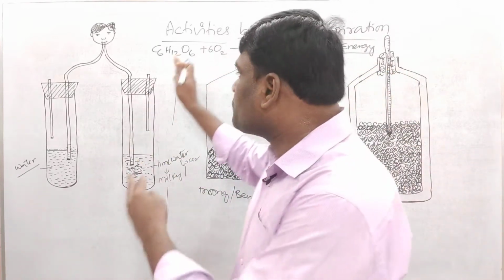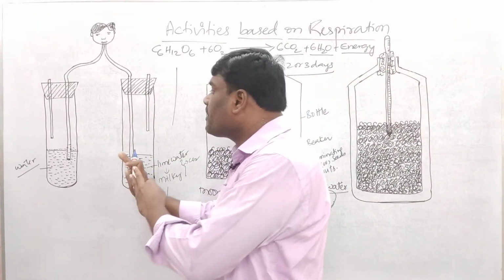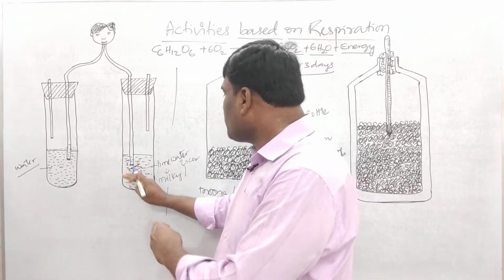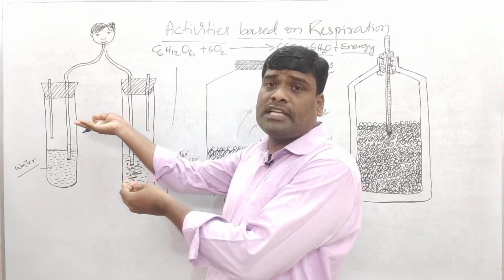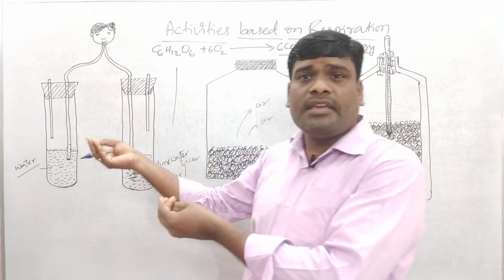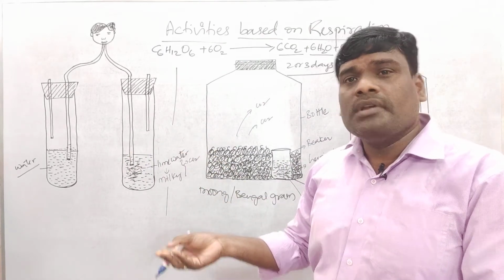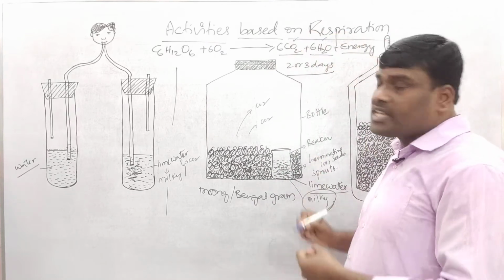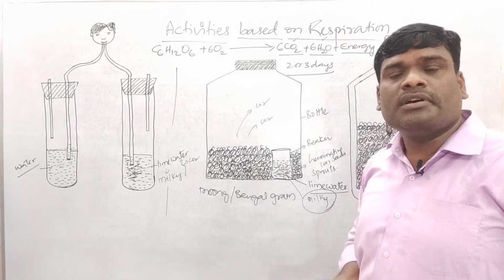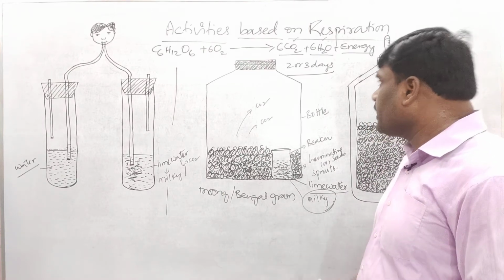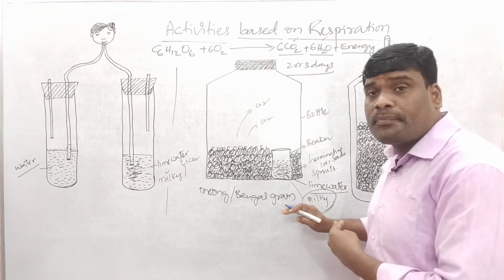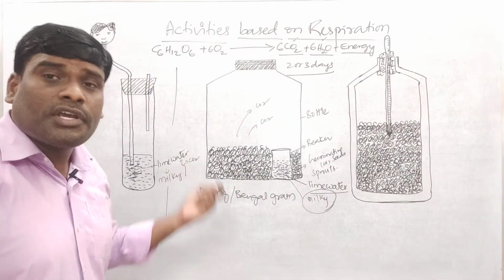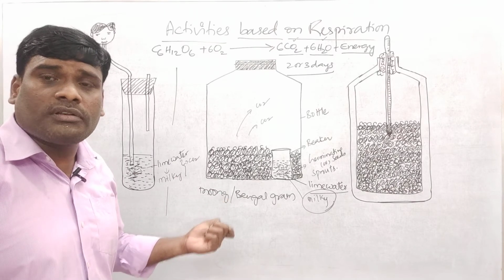So in the first activity, we have seen that during the process of respiration in animals, carbon dioxide and water are liberated. The same thing here. Even in plants, during the process of respiration, carbon dioxide as well as water is produced, and energy is also liberated, children. Okay, so by this activity we prove that carbon dioxide is produced during the process of respiration in plants.